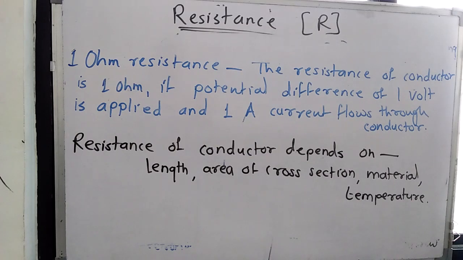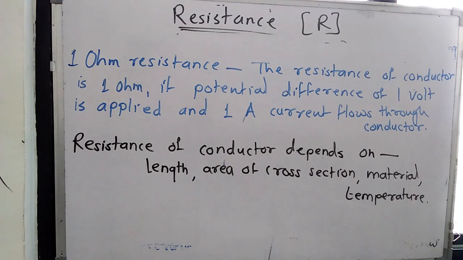Okay, you should understand this. So what is 1 ohm resistance? The resistance of a conductor is said to be 1 ohm when we apply a potential difference of 1 volt, and due to that potential difference, how much current is produced? 1 ampere current. Then the resistance is said to be 1 ohm.